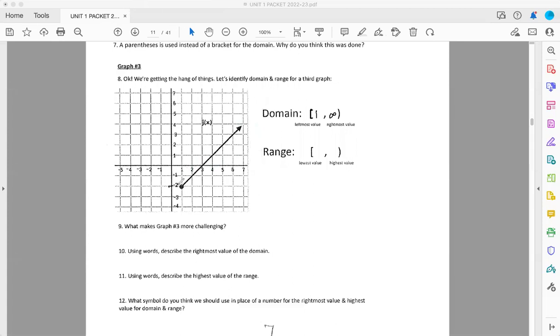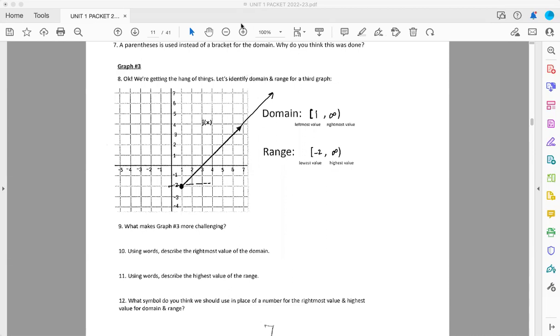Range now, how far up and down does my graph go? The lowest value on the graph is -2. So I put -2 here, and it's included because there's a solid dot, which means it's included. And how far up? Because my graph goes on indefinitely up, the range is the highest value, which in this case, we cannot reach, it's infinity. What makes graph number 3 more challenging?